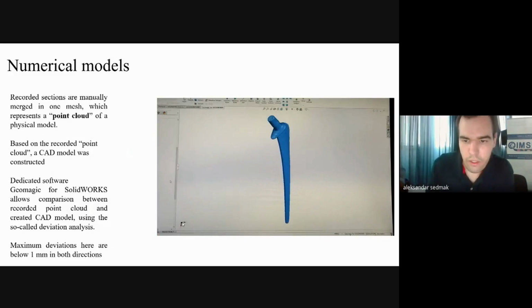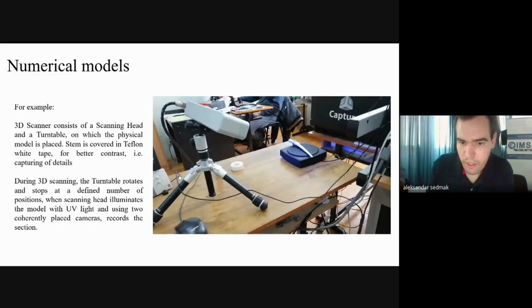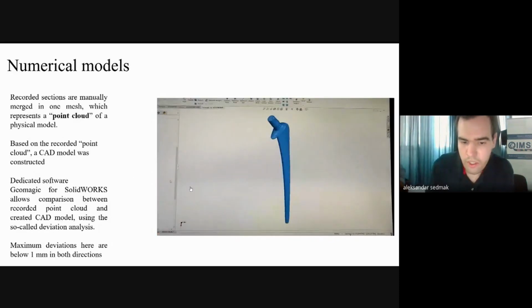As you see here, we had videos in these slides. I can't open them. So what we make with the mesh is a point cloud on the base of which we create a CAD model.